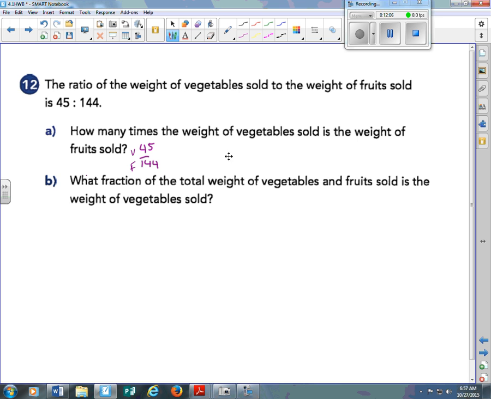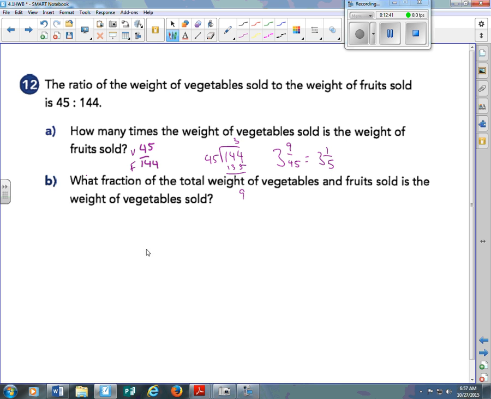So 144 divided by 45, and 45 goes into 144 3 times. We end up with 135, and we end up with 9 left over. Sorry for the mess, which is 3 and 9/45, and we would reduce that down to 3 and 1/5.